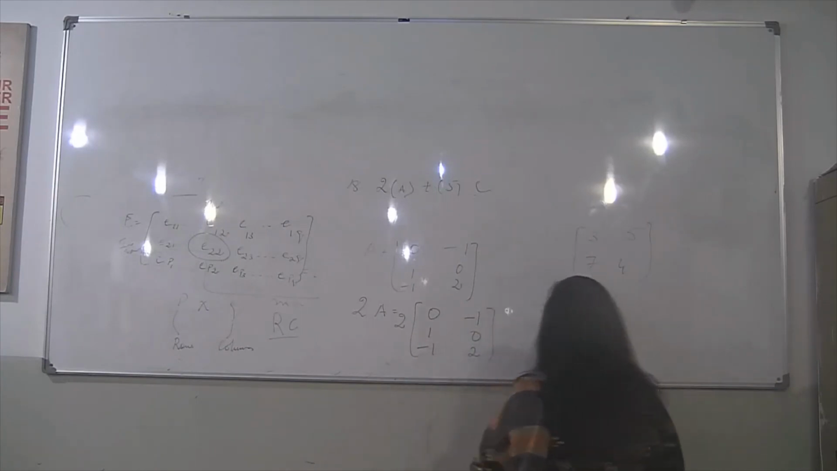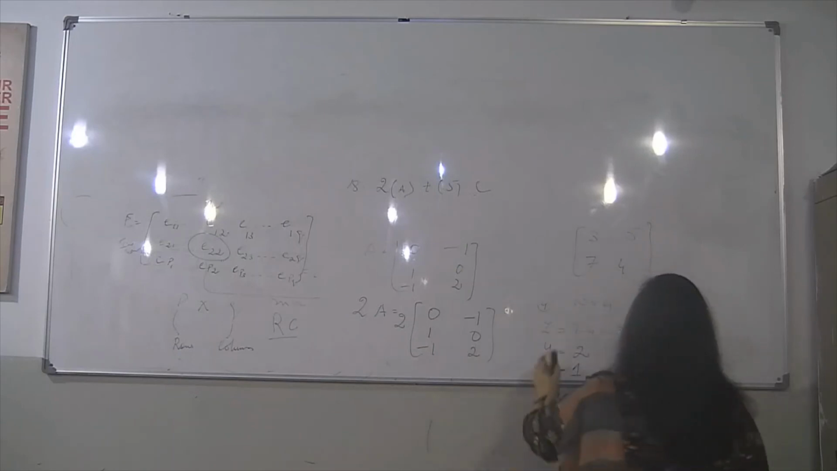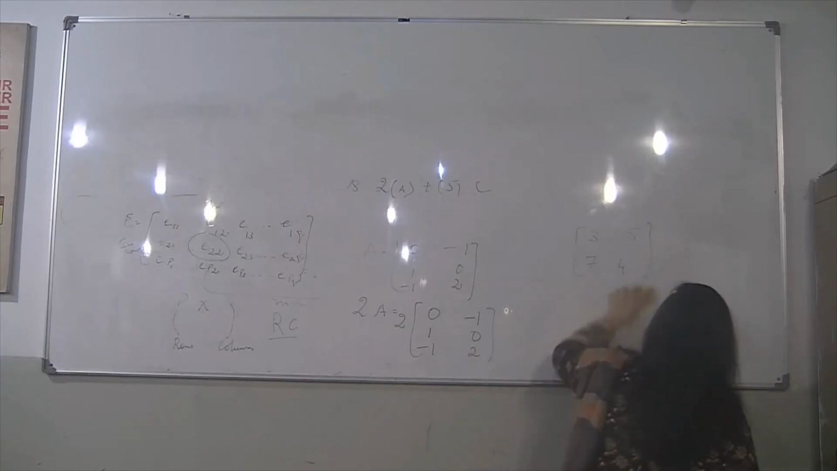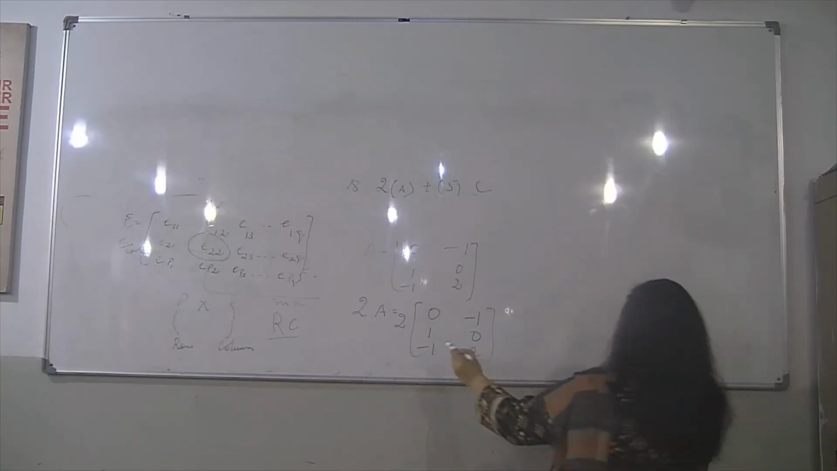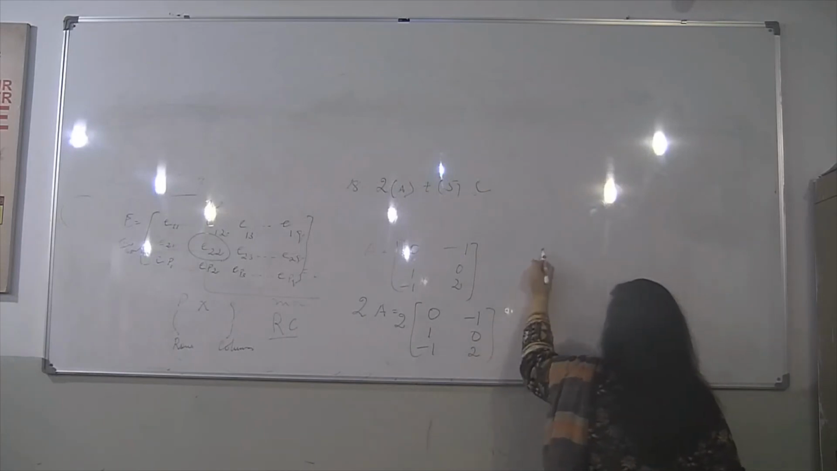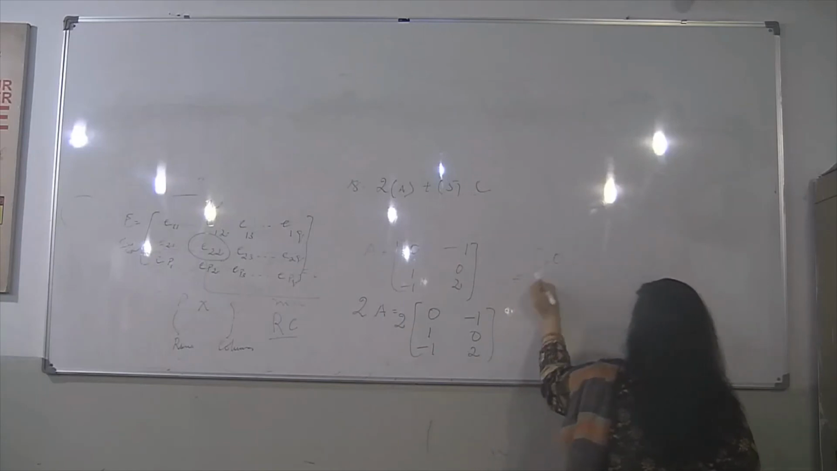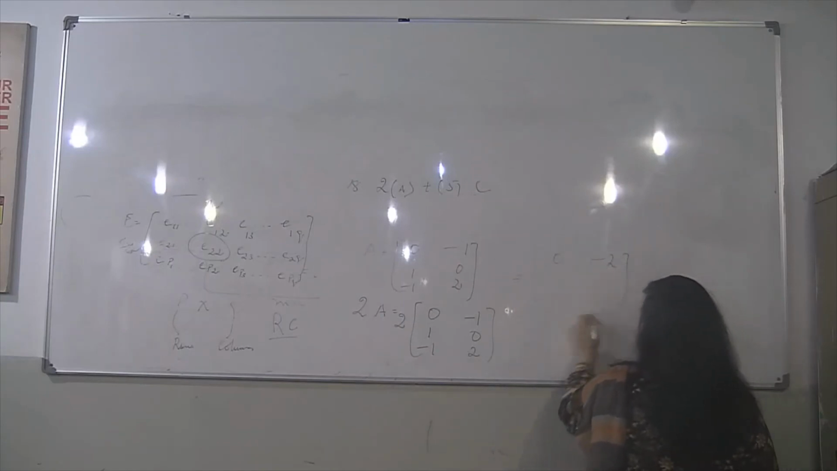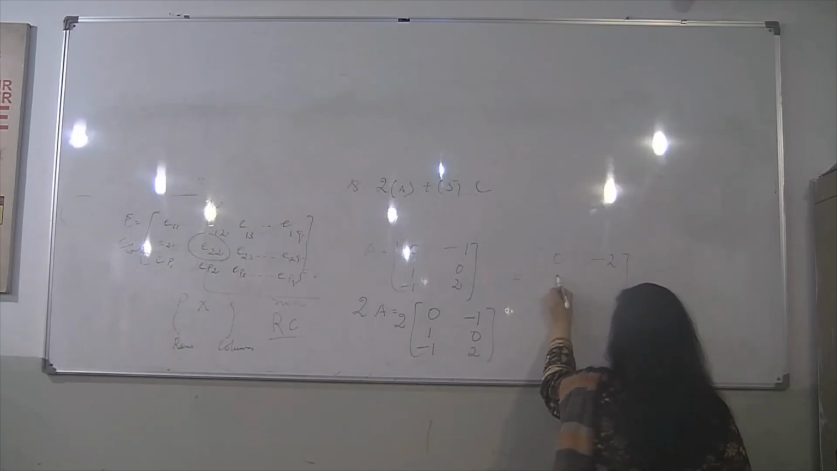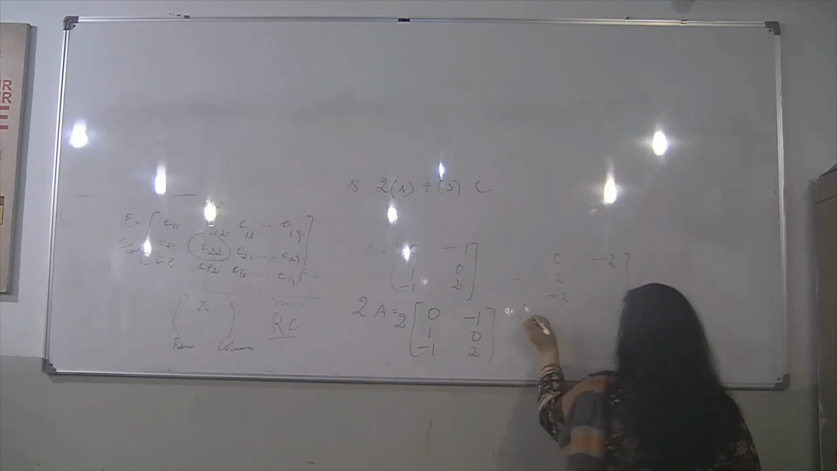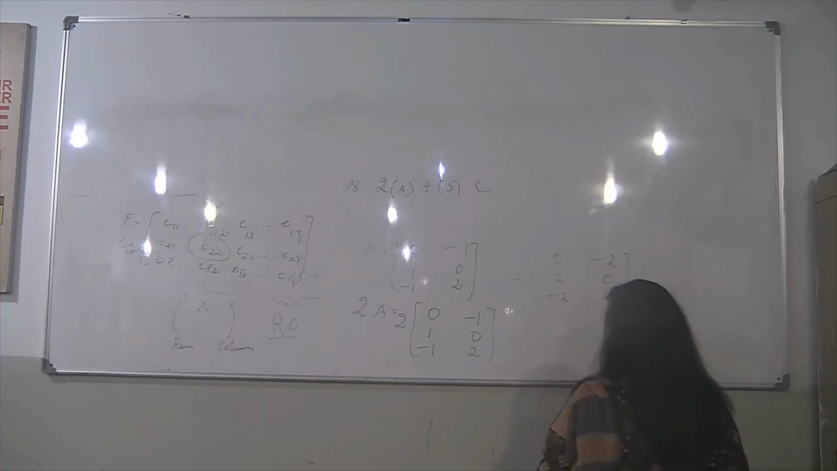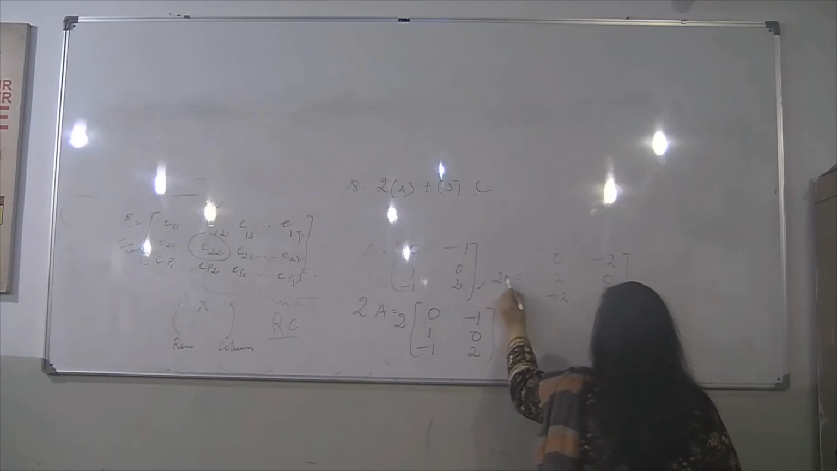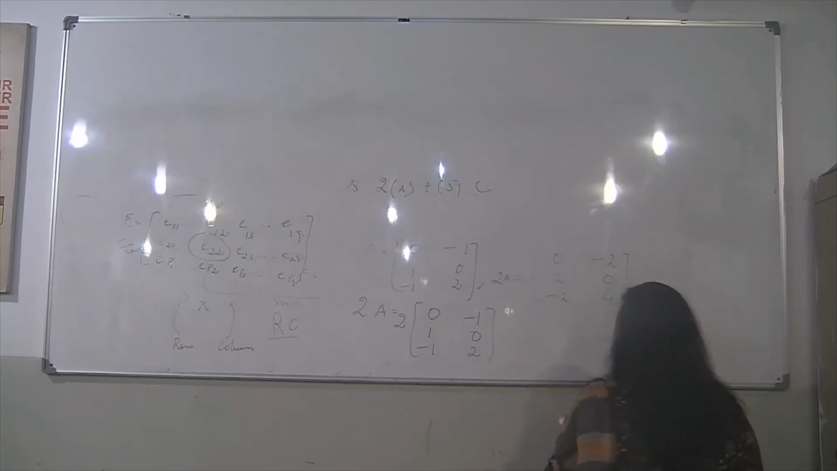Okay, so this is going to be, 2 into 0 is 0, -2, 2 into 1 is 2, and -2, this is 0, and 4 for this. This is 2A. So we have 2A equal to this. Now 0.5 into C, and then you add them.